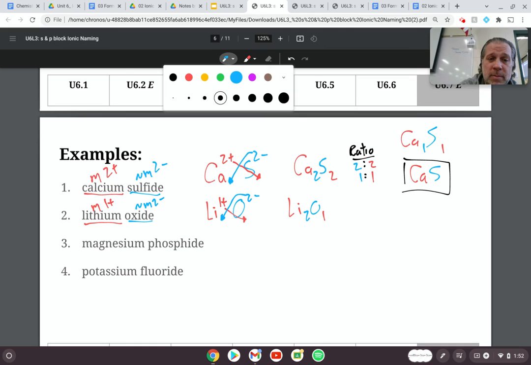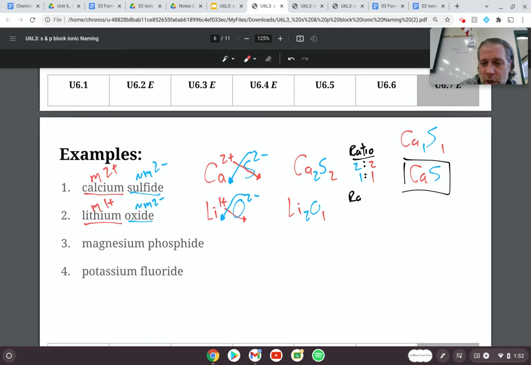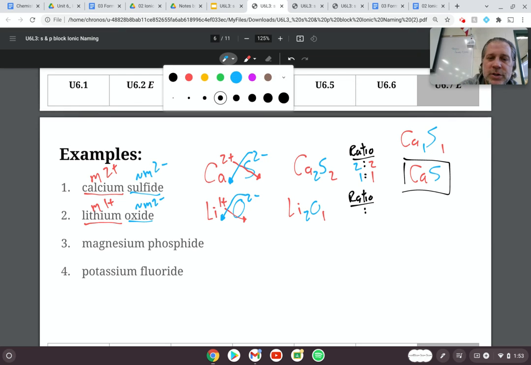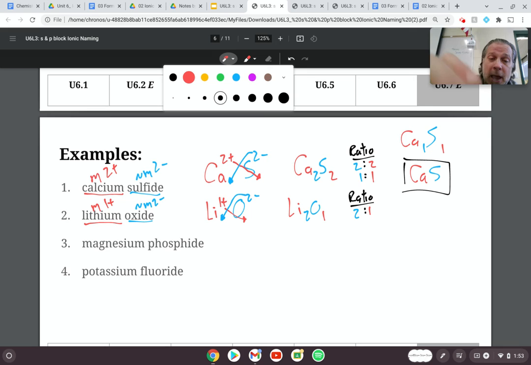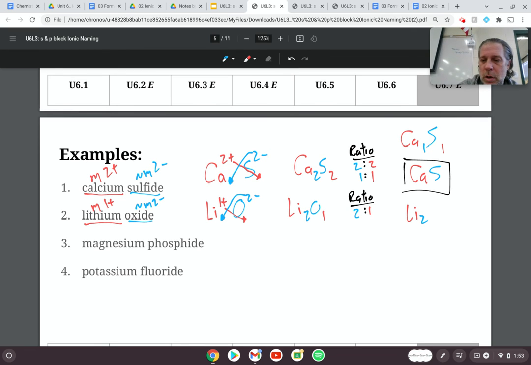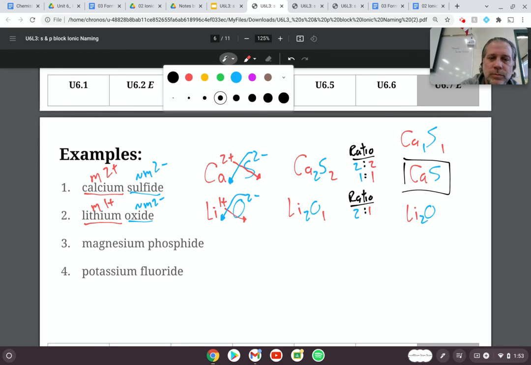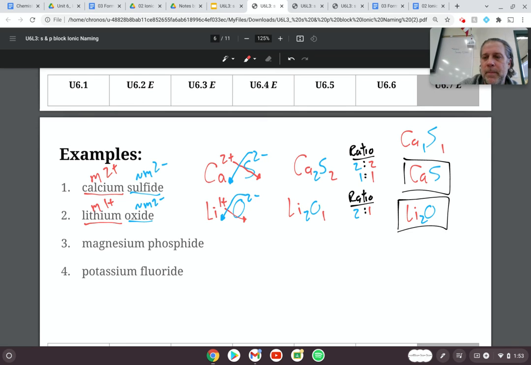So now I'm going to check my ratio. So the ratio of lithium to oxygen is 2 lithiums for every 1 oxygen. Now I can't simplify that ratio, so I'm going to rewrite this as is, and I'm just going to drop that 1. So it's going to be Li2O. And that's going to be my answer.